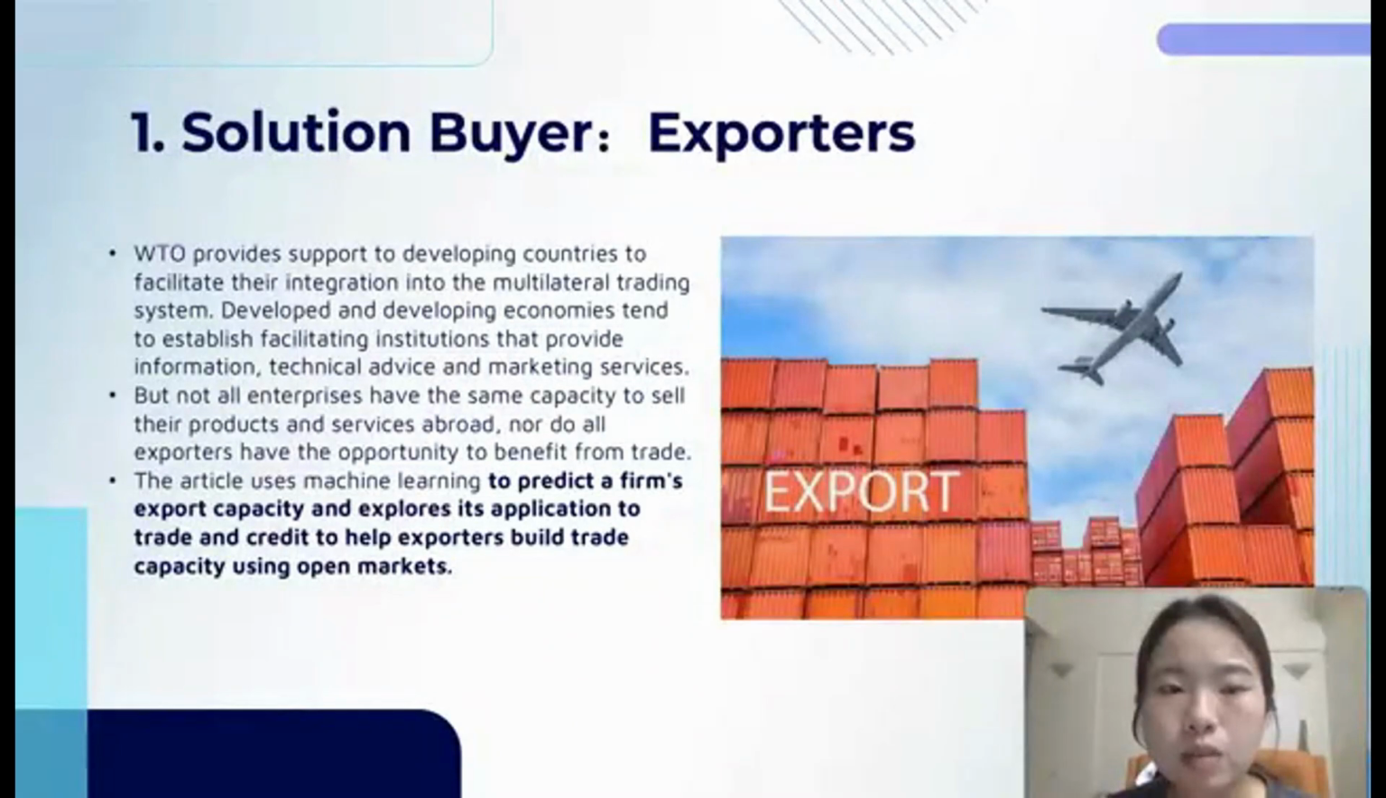Let me introduce this article. The WTO provides support to developing countries to facilitate their integration into the multilateral trading system. Developed and developing economies tend to establish facilitating institutions that provide information, technical advice, and marketing services. But not all enterprises have the same capacity to sell their products and services abroad, nor do all exporters have the opportunity to benefit from trade. The article uses machine learning to predict a firm's export capacity and explores its application to trade and credit, to help exporters build trade capacity using open markets.